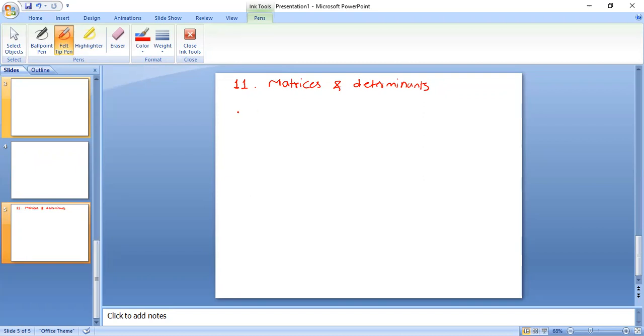When there are m rows and n columns, then the matrix is called an m into n matrix. It is commonly said that an m into n matrix is of order m into n. The order of the matrix is always given with the number of rows first, then the number of columns. Here m denotes the number of rows and n denotes the number of columns.